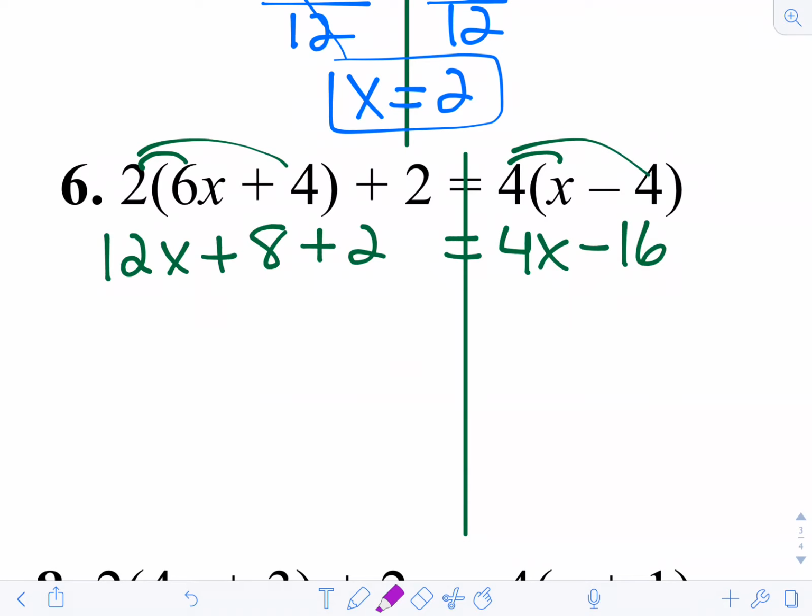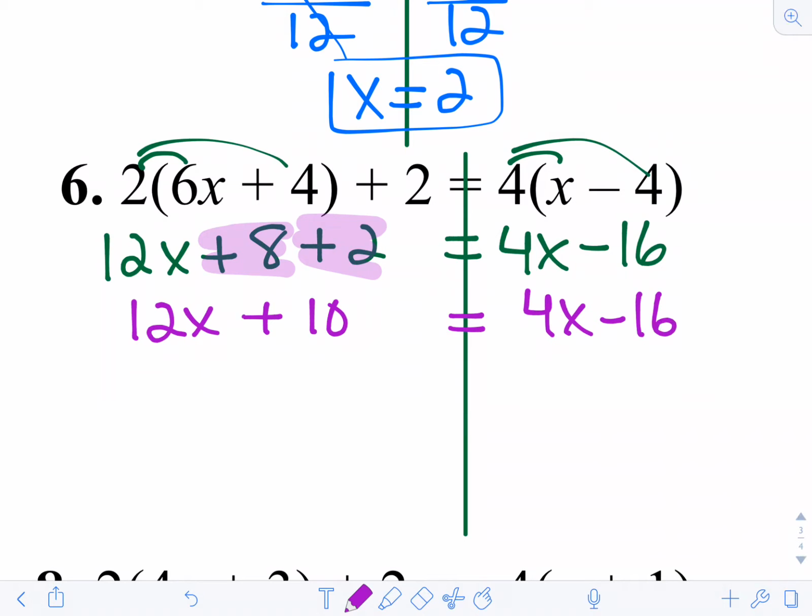All right, I'm going to go ahead and combine my like terms. So I have 8 and 2. So we have 12x. 8 plus 2 is 10. Is equal to 4x minus 16.